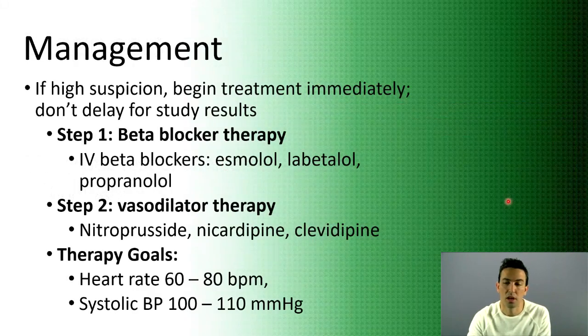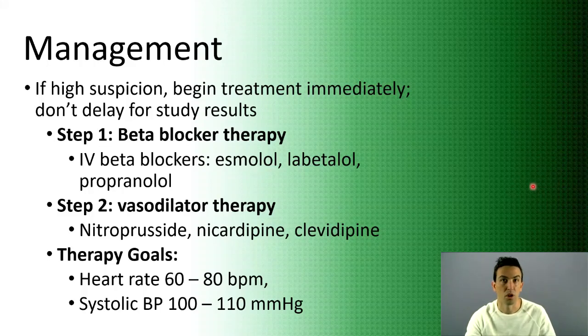Management. A couple questions you might see: they'll give you a slam dunk aortic dissection presentation, and they can make them unstable or whatever it may be, and you're like, man, I really think this is an aortic dissection, and they ask, what's the initial step you're going to do? It could be start IV esmolol, it could be go to the CT scan, something to that effect. If it's high suspicion, if there's enough in the question stem that says this is an aortic dissection and things are getting worse, you want to begin treatment immediately and not delay for the study results. And so step one is beta blocker therapy, right?